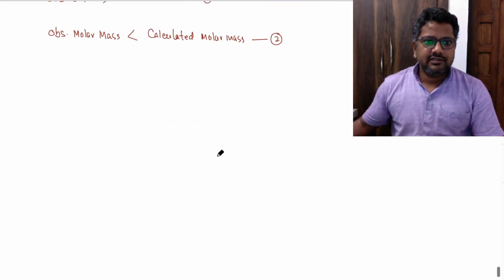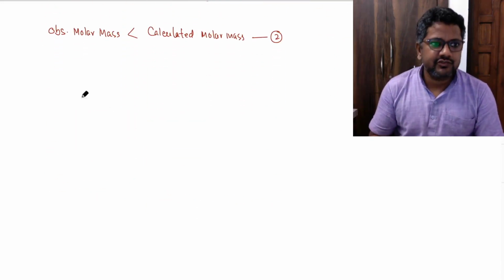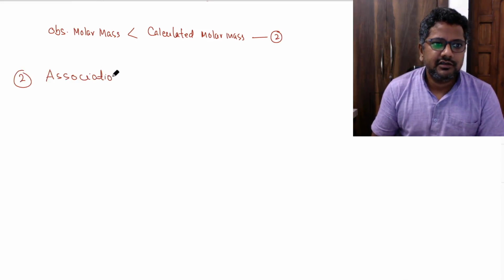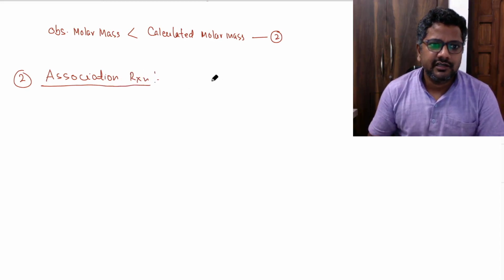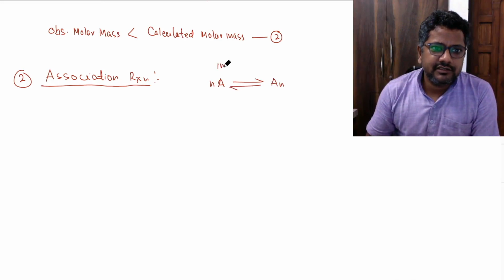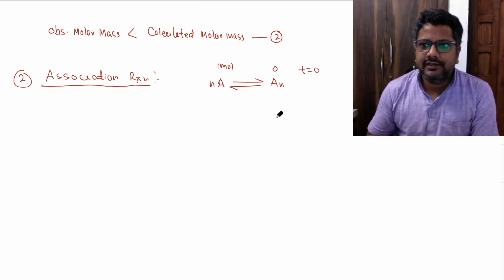Now come to the next part, association. When an association reaction takes place, suppose that n moles of solute A were taken and it is associated to An like this. So 1 mole initially taken, at t equal to 0, this is 0, right?